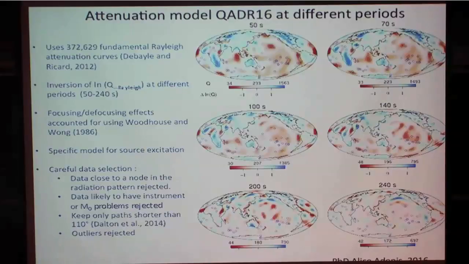So in fact, we have to be very careful when we process the attenuation data because they are very noisy data. So we correct for this focusing effect. We are also very careful about the source excitation. We have to make sure that the data are not close to a node in the radiation pattern. You know, seismic waves do not radiate energy everywhere with the same amplitude in all directions. And when we are close to a node in the radiation pattern, if we have an error in the localization, if we have an error in the orientation of the focal mechanism, for example, it can produce a huge amplitude error. So we reject this data.